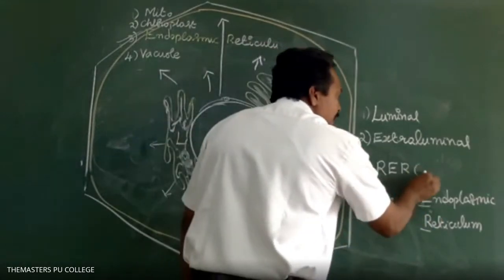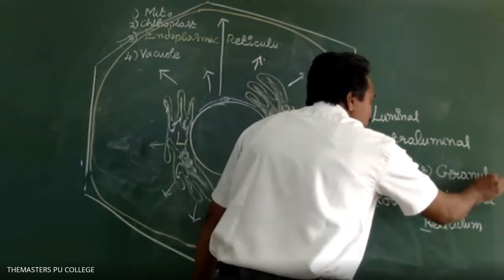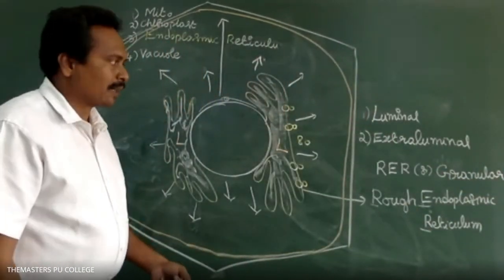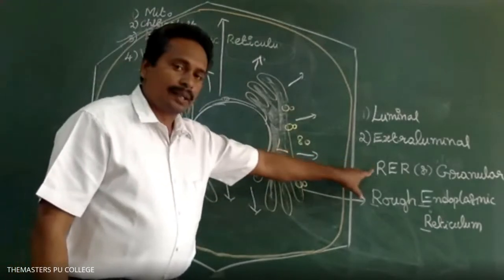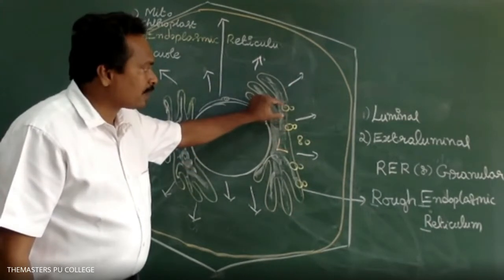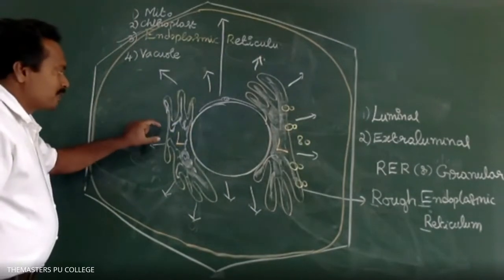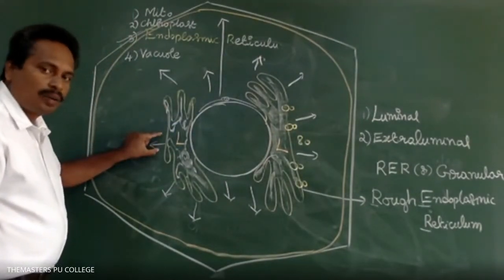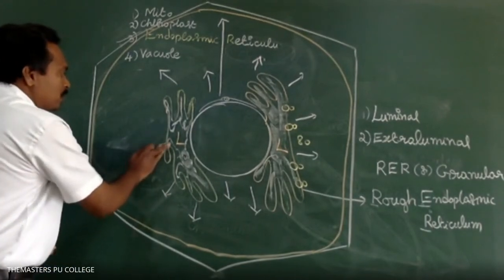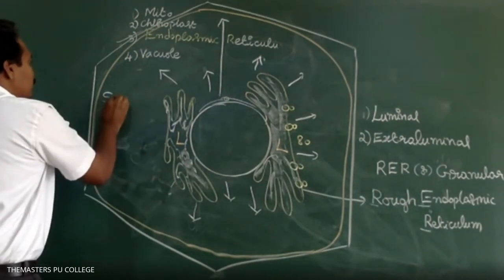Or granular endoplasmic reticulum. Rough endoplasmic reticulum or granular endoplasmic reticulum consists of ribosomes on its surface. Due to the absence of ribosomes on the endoplasmic reticulum, it is smooth in nature, and such type of endoplasmic reticulum is called the smooth endoplasmic reticulum.